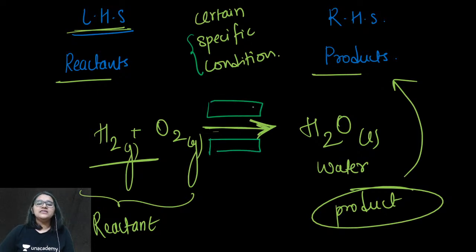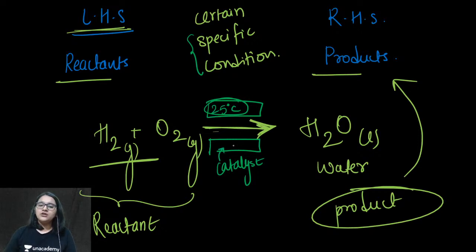Understood? Let's say this is happening at room temperature, whatever temperature it is, let's say 25 degrees Celsius. You will write this over here. If you are using a catalyst to increase the rate of reaction, the name of the catalyst you will also write on or below the arrow. Understood? So this arrow signifies any specific conditions that need to be there so that this reaction can take place. So this is very important.